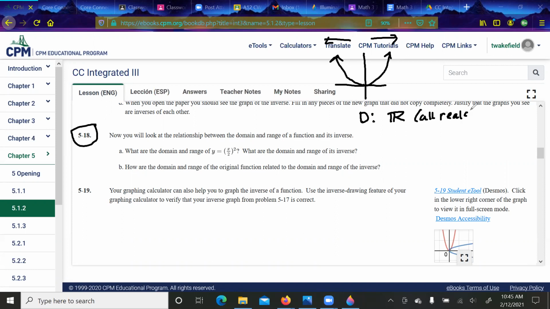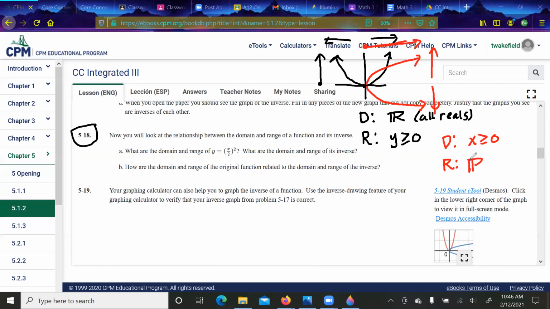All reals. Our range, it doesn't go down forever. It only goes up forever in this direction, and it stops right here. So our range is y is greater than or equal to 0. Okay, for our inverse, which went the other way, the inverse just went sideways like this, right? For the inverse, the domain was from here to the right. It stops here, it starts here, and it goes to the right. So the domain is x is greater than or equal to 0. And the range, it goes up forever and it goes down forever. So the range is all reals.